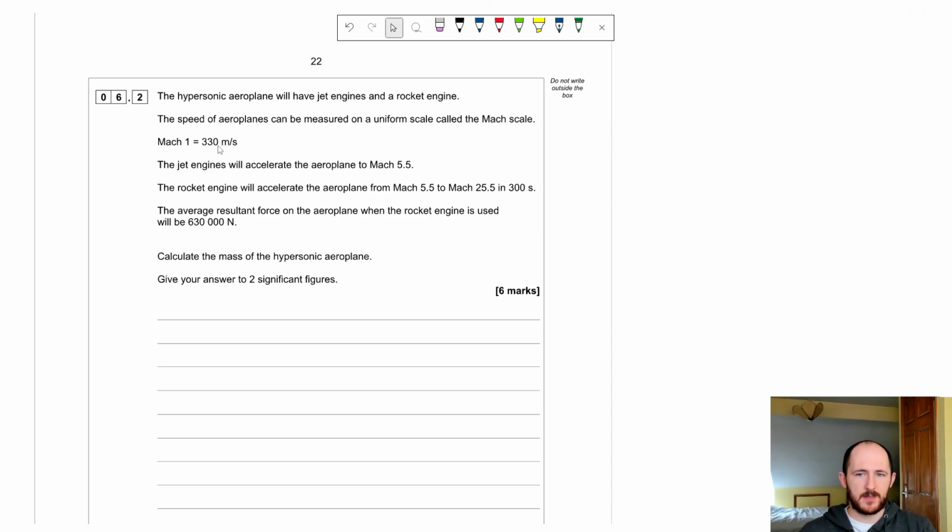Basically, Mach 1 is 330 meters per second. This is just the speed of sound. So Mach is how many times the speed of sound you're going. So this is 5.5 times the speed of sound. That's 25.5 times the speed of sound, which is crazy. And the resultant force, calculate the mass. So we're going to be using F equals ma. Whoops. But all they've given me is a change in velocity, a time, a force. So we don't have the acceleration, but remember, acceleration is just the change in velocity over time.